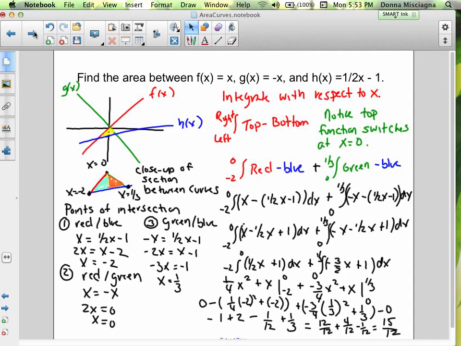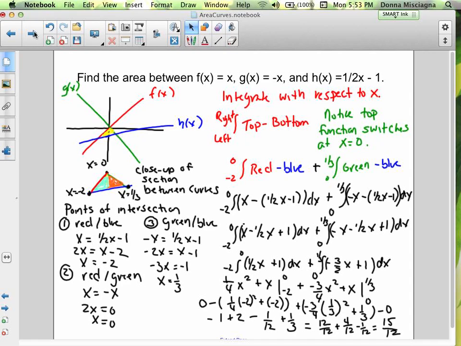And now I have negative x, and again I distributed the negative sign. We'll have -1/2 x plus 1 dx. All right, so combining my like terms, I have 1/2 x plus 1 dx from -2 to 0, plus -3/2 x plus 1 from 0 to 1/3.